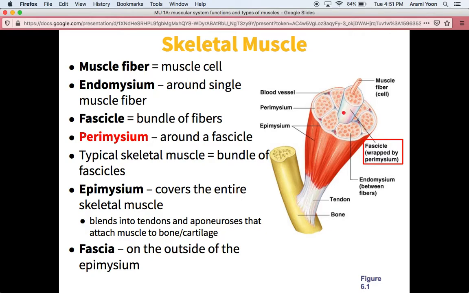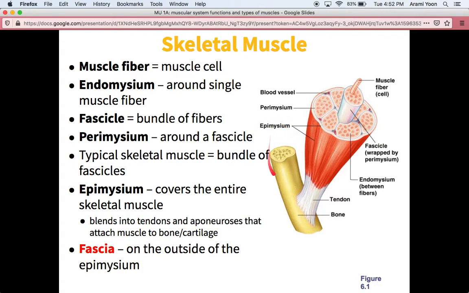Peri meaning around. Think of the word perimeter in geometry, right? Peri means around. Myo means muscle. So it's the white connective tissue that wraps around a fascicle. So if you have a bunch of these fascicles, that's called a muscle. And you have an epimysium, which is connective tissue that wraps around the entire muscle. And then on top of that, there would be yet another layer of connective tissue that protects the entire muscle called the fascia, which would be outside the epimysium.